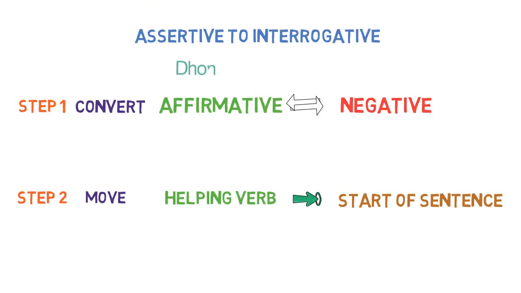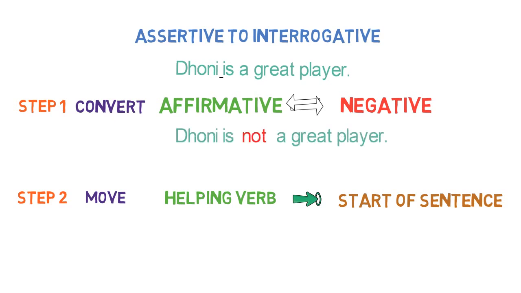Example number 1. Dhoni is a great player. As the sentence is in affirmative form, we will convert it into negative form. After applying step 1, the sentence will be Dhoni is not a great player. Now, moving the helping verb to the first position in the sentence along with the negation, which is step 2, the sentence will be Isn't Dhoni a great player? And this is how we convert an assertive sentence to interrogative sentence.